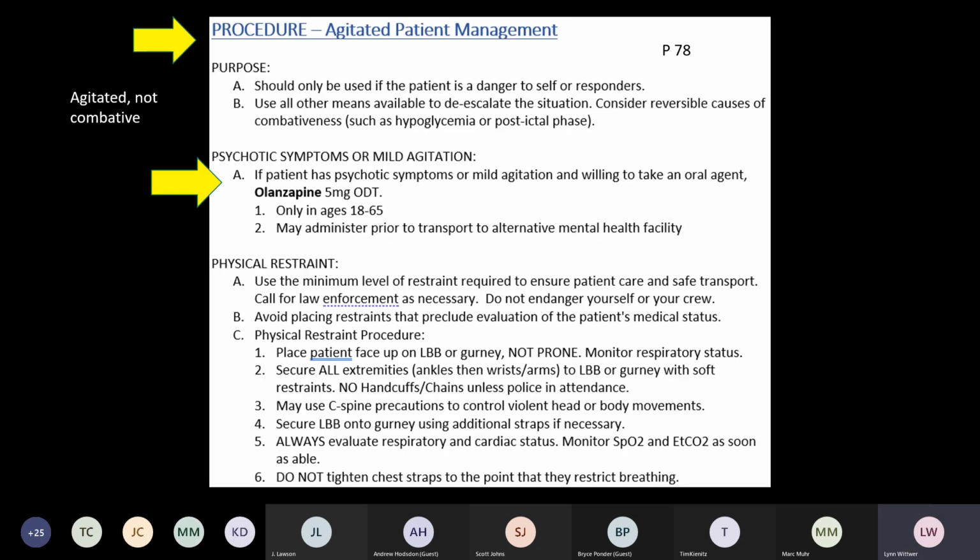Now, this brings us up to agitated patient management. We have changed this. It used to be combative. I'm sure many of you have been following all the action in various legislatures around the country, particularly Colorado, but Washington also did quite a bit this year, limiting the actions that police can take in doing restraint of combative or agitated patients, and so we have to be aware of all that.